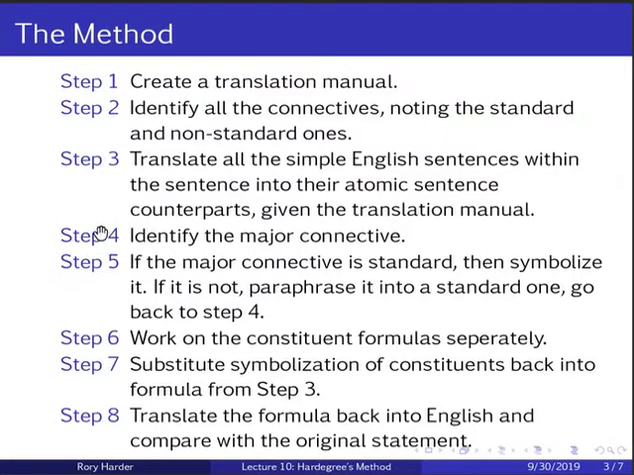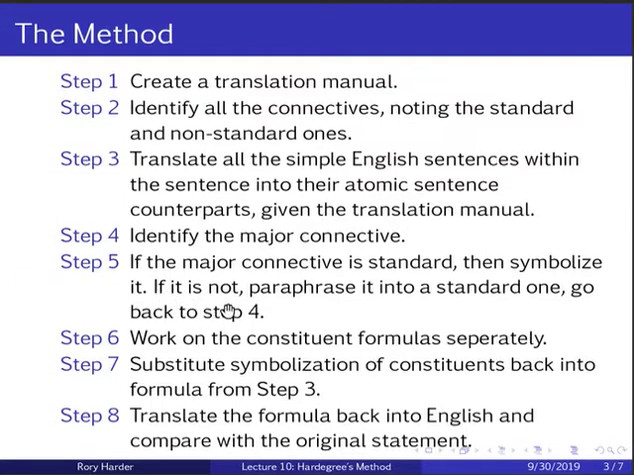So summarizing step 4 and 5 again, what you do after you've translated all the simple sentences within the sentence you're translating, you then identify the major connective, and if it's standard, you symbolize it. If it's not standard, you paraphrase it and then symbolize it. So for instance, if the major connective is the word but, you can paraphrase that into the word and then translate the word and as the conjunction.